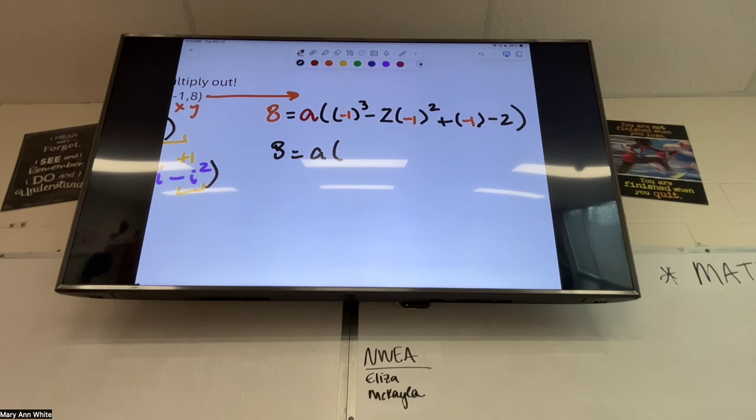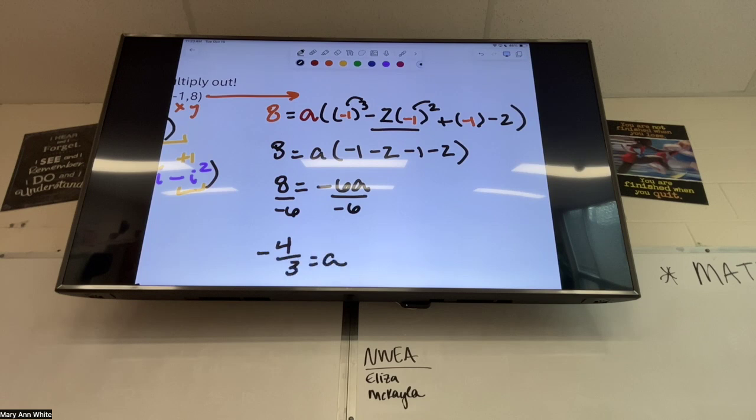So we'll start with our parentheses. We'll do -1 to the third is -1. -1 squared is +1 times -2 is -2. And then -1 minus 2. -1 minus 2 minus another one minus 2 more is -6. And that's -6 times a. So I'm going to write that -6 in front so that I don't try and add or subtract anything off. I'm going to remember that it's being multiplied by a. So how am I going to get rid of that -6? Divide. So I get -4/3 equals a.